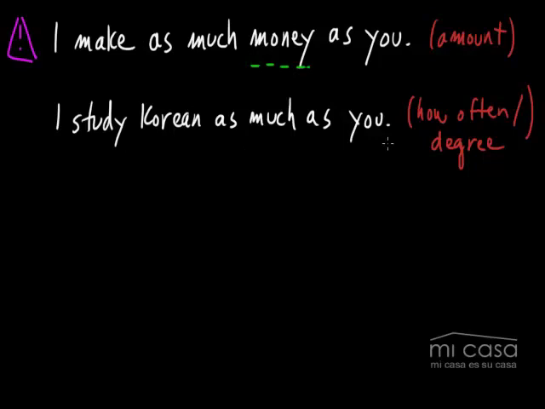Why do we want to follow this structure? Subject, verb, object, "as much as," plus a noun. We're putting the noun actually before, right? You can't say, I study as much Korean as you, because we don't talk about the amount of Korean that you study. You talk about how often you study Korean. All right, so I really wanted you to understand that point.